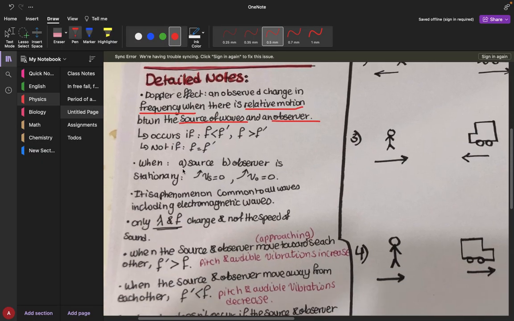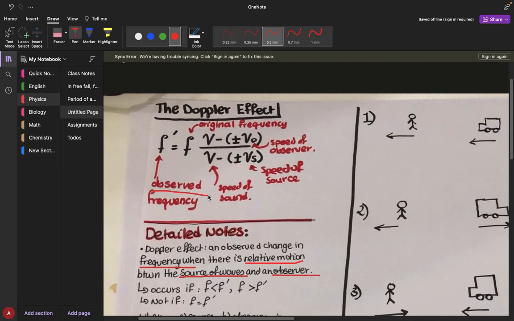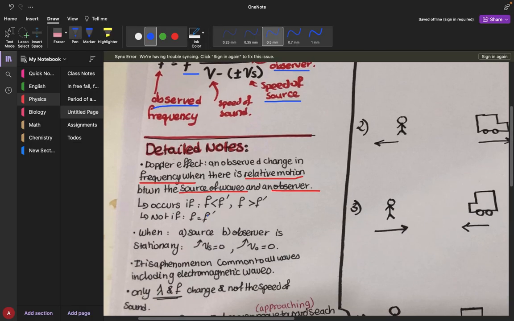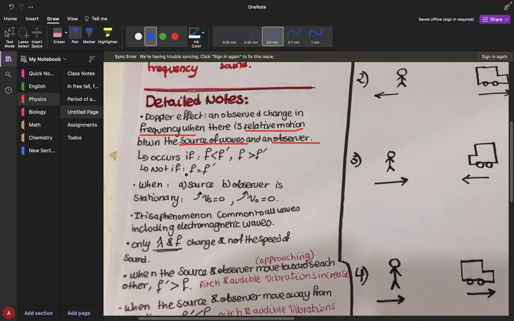Okay, look guys, Doppler will occur if there is a change in the frequencies. Let me just talk about it. This is the observed frequency. That is the original frequency. These are the speed of sound, the speed of the observer, and the speed of the source. When there is a change and they're not equal, they're different, like here the observed frequency is more than the original frequency, whereas here the observed frequency is less than the original frequency. It will not occur if they are equal to one another.